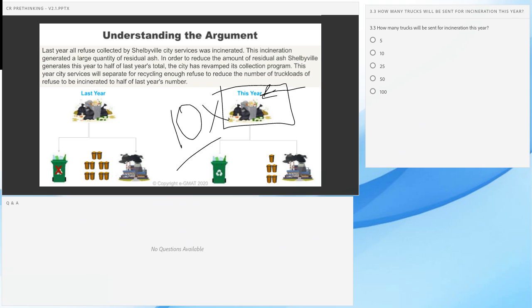Come on, I need at least 30 people to tell me the answer. It's a simple question. You have the argument right in front of you. If you collect 10 times as much garbage, how many truckloads am I sending for incineration? I have 22, 26, 26 answers. 4 more.